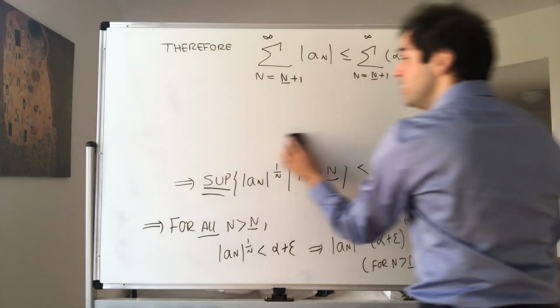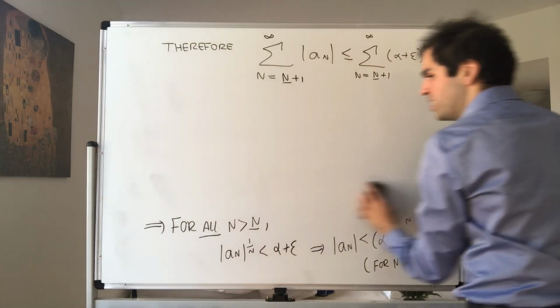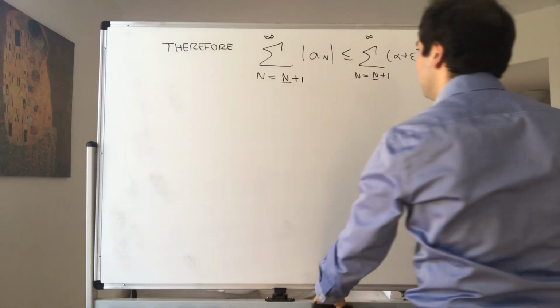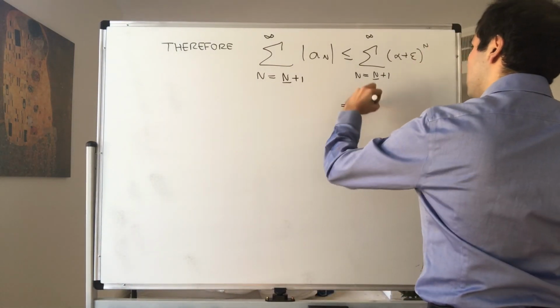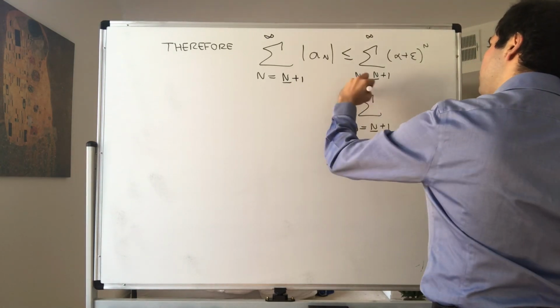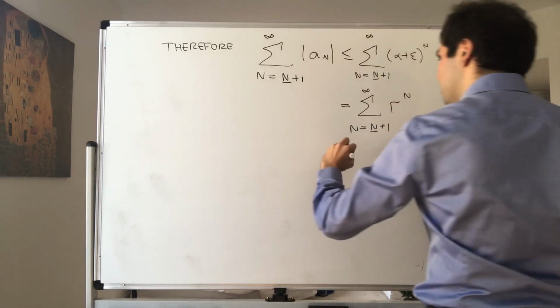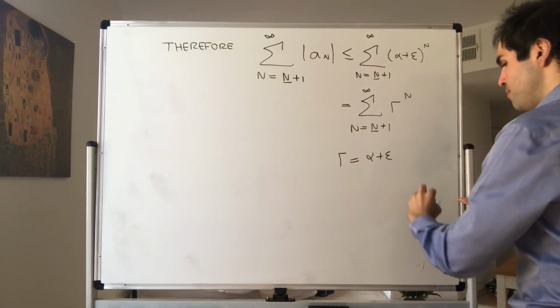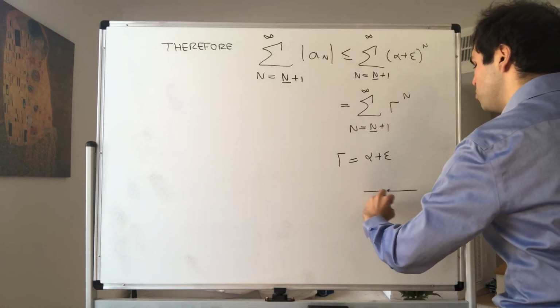But the point is, the latter is a geometric series, because this is just of the form sum from n equals capital N plus 1 to infinity of r to the n, where r is just alpha plus epsilon, which, remember, we chose to be less than 1.